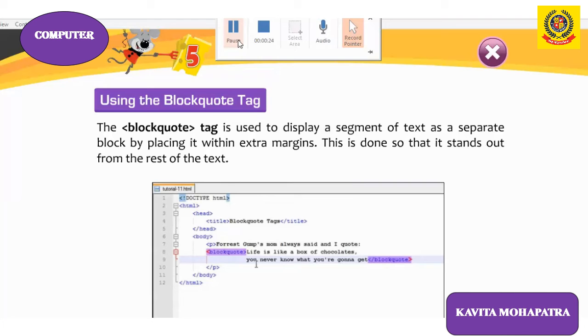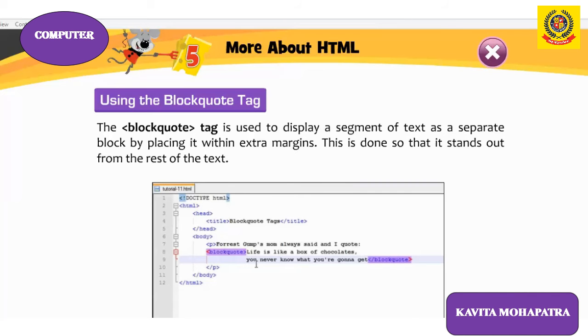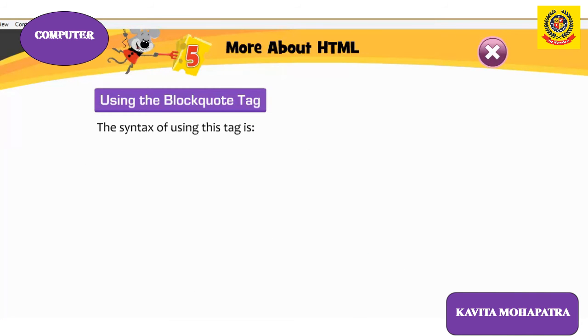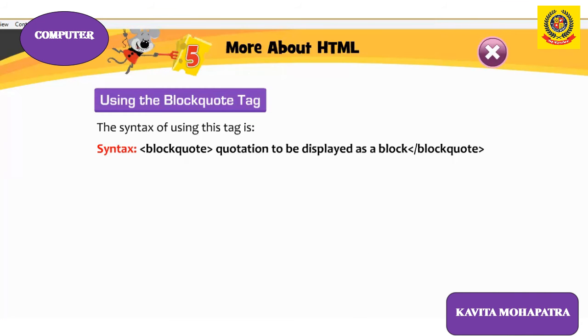It is given on page number 82. The blockquote tag is used to display a segment of text as a separate block by placing it within extra margins, so that it stands out from the rest of the text. You can see the diagram. The syntax of using this tag: blockquote, quotation to be displayed as a block, slash blockquote.